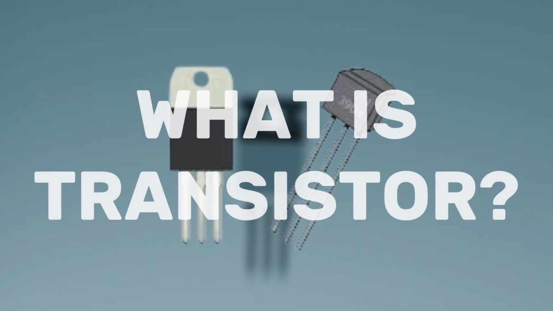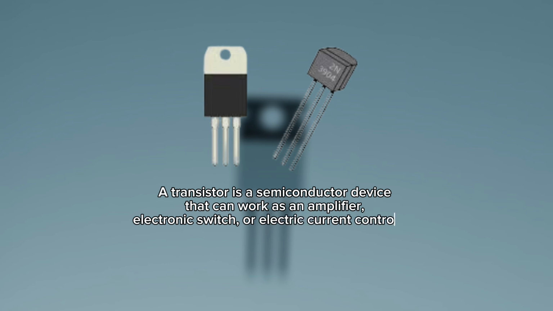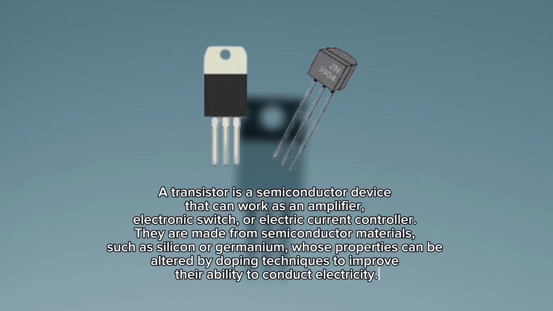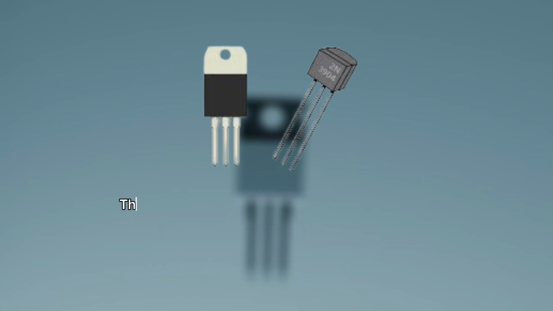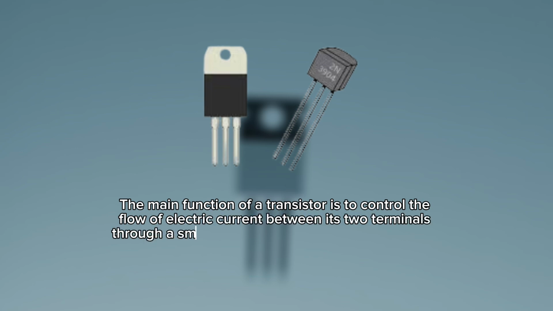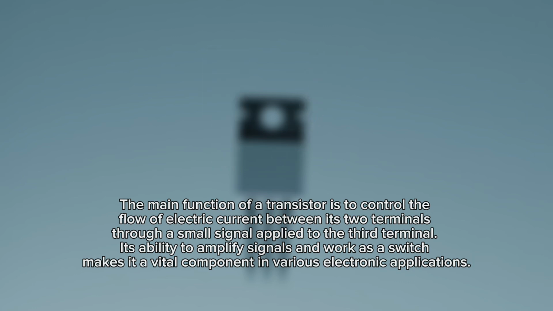What is a transistor? A transistor is a semiconductor device that can work as an amplifier, electronic switch, or electric current controller. They are made from semiconductor materials, such as silicon or germanium, whose properties can be altered by doping techniques to improve their ability to conduct electricity. The main function of a transistor is to control the flow of electric current between its two terminals through a small signal applied to the third terminal. Its ability to amplify signals and work as a switch makes it a vital component in various electronic applications.